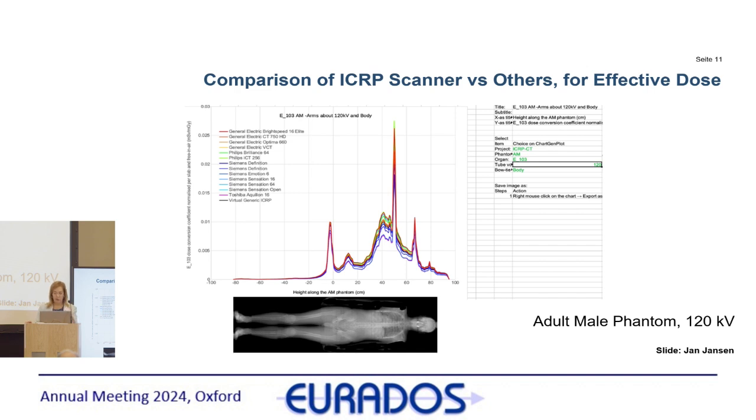So each point of these curves has about 102 simulations, 102 conditions. And there is one black curve, which I know might be a bit difficult to recognize in the graph, which is the ICRP scanner. So what I wanted to show is that the ICRP scanner is well in this range of the data of the other scanners.